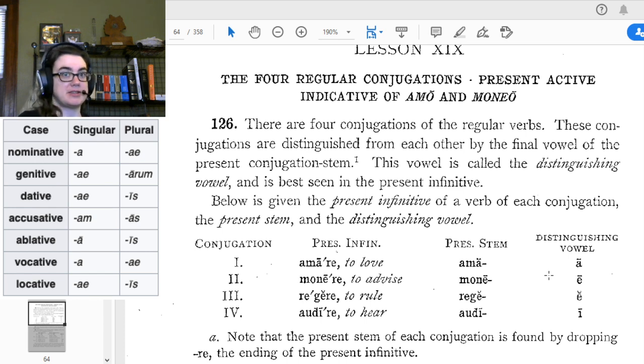But that's how you tell the difference. How do you find the present infinitive? It's the second principal part. And we'll talk about what the principal parts are later. But every verb has a set of forms that you memorize when you learn the verb. And that tells you everything you need to know about conjugating that verb, like which family it belongs in.